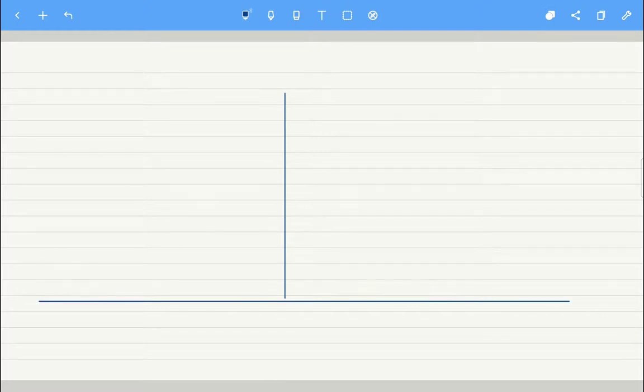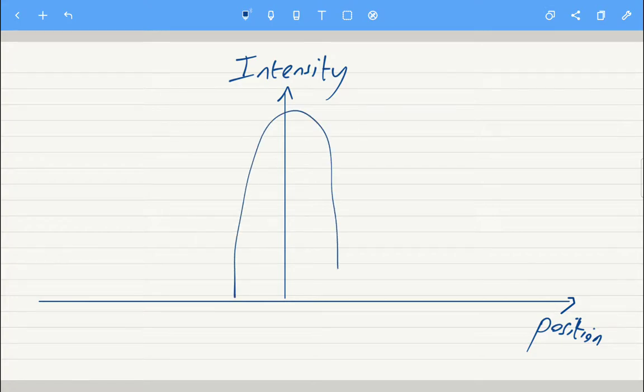So you can get a graph. I'll try and draw this neat. There we go. You can get a graph of intensity against position on the screen. So when it's a single narrow slit, what you get is a peak. So you get a big intensity for the central fringe, and then you get less bright fringes afterwards that are thinner.